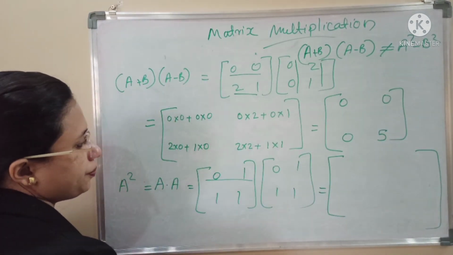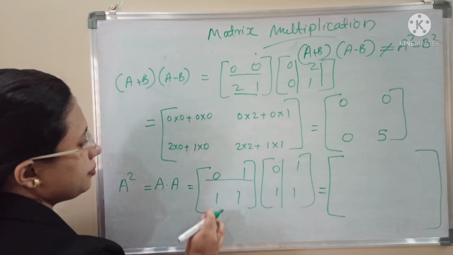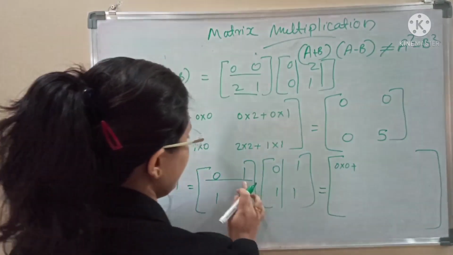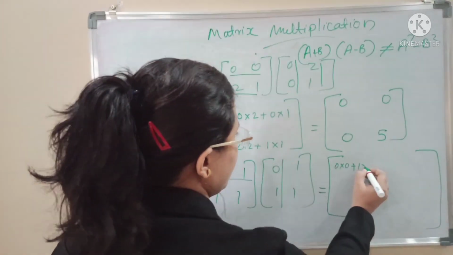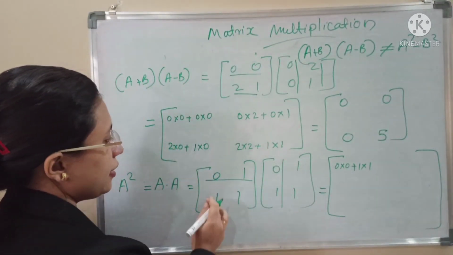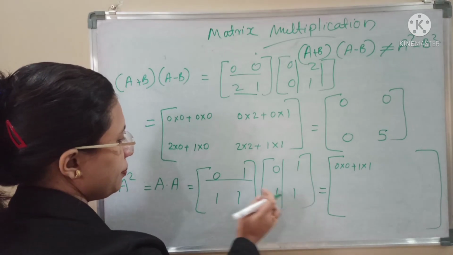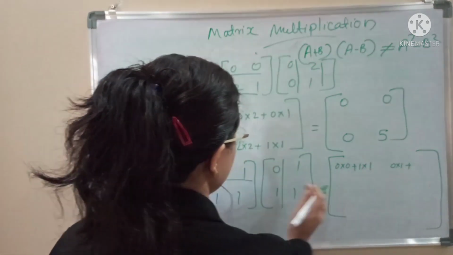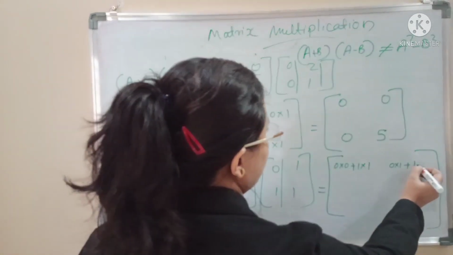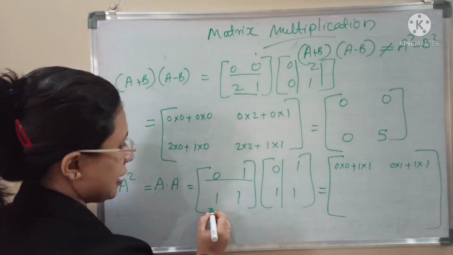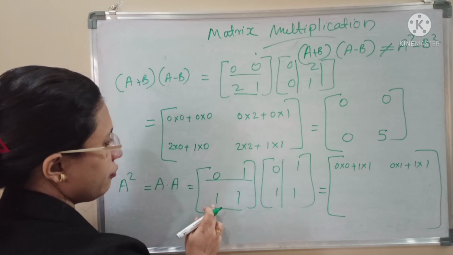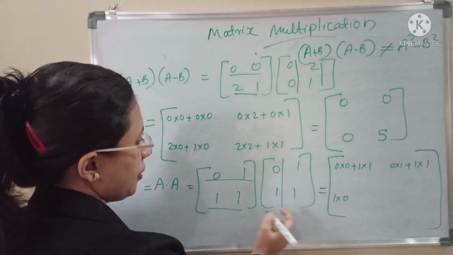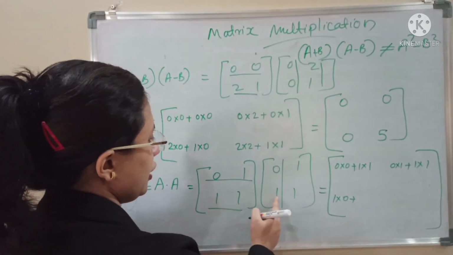Start with the first row, first column. 0 into 0 plus 1 into 1. Now take the first row, second column. 0 into 1 plus 1 into 1. Now take the second row, first column. 1 into 0 plus 1 into 1.